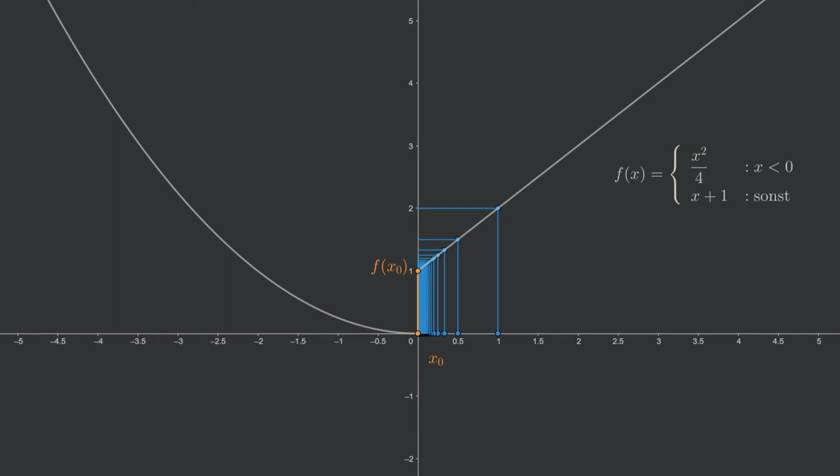So for this point x0 equals 0 and this function f, all sequences coming from the right-hand side have a limit of 1 and all sequences coming from the left-hand side have a limit of 0. Now if these right-hand side limits exist and coincide for all sequences coming from the right-hand side, we call the function right continuous at x0. On the other hand, if all left-hand side limits exist and coincide for all left-hand side sequences, the function is called left continuous at x0.